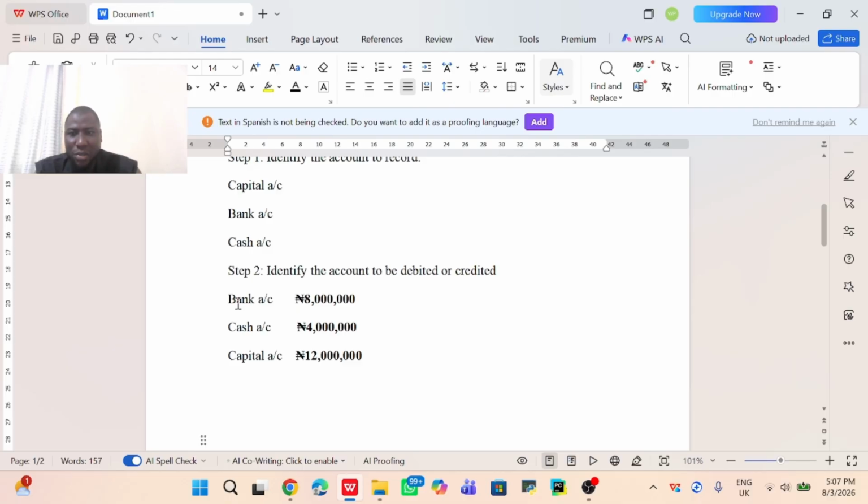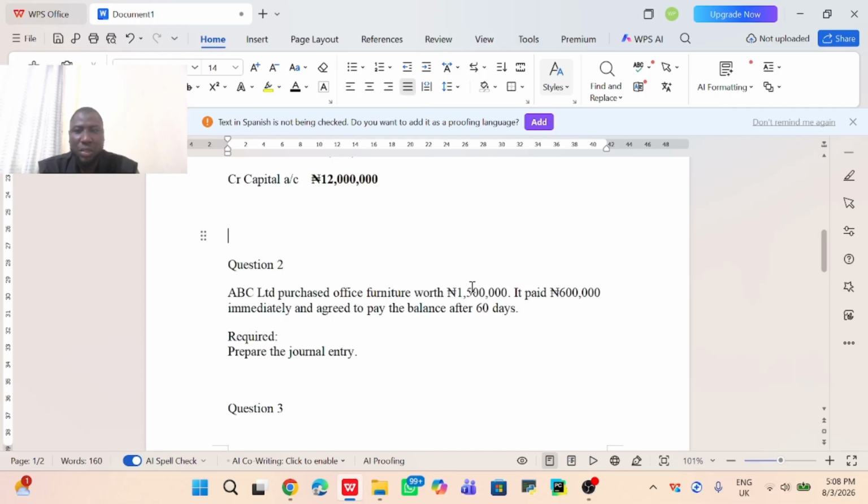So here now we are going to say debit. We are going to debit our bank. Debit, we are going to debit our cash, and credit, we are going to credit our capital. So that is that for question number 1, right?